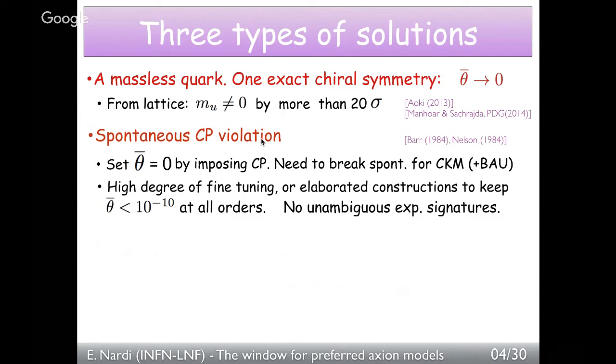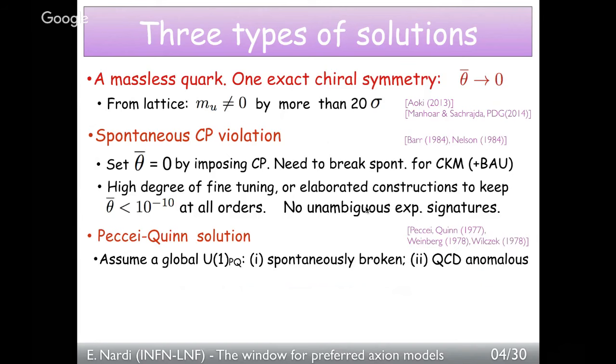Moreover, these types of models don't have a single unambiguous experimental signature. This is not a theoretical issue, but it makes a model more appealing when you can tell what you should see to prove that the model is correct.